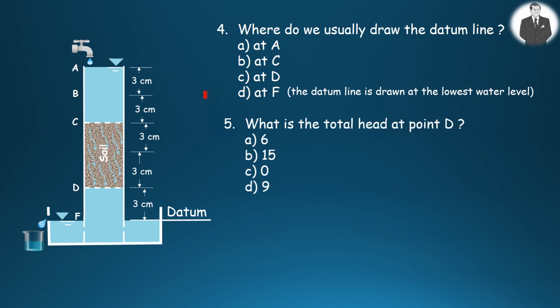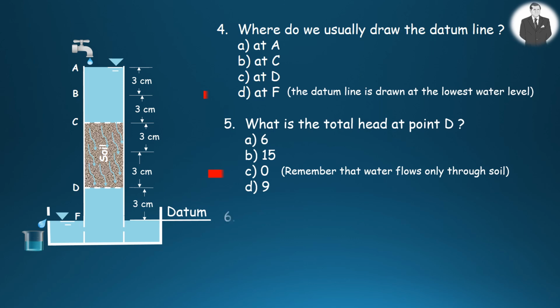Question 5. What is the total head at point D? No, it is not. Sorry. No. The answer is C. It is 0 because there is no water flow beyond the soil mass. So you should remember these.